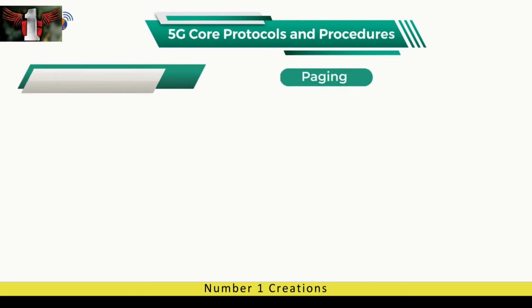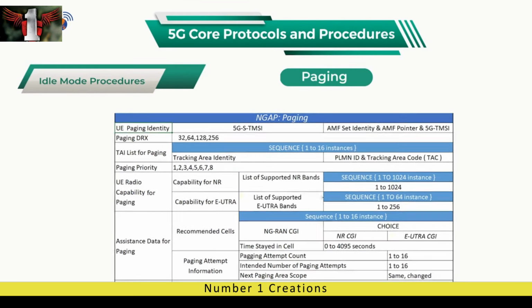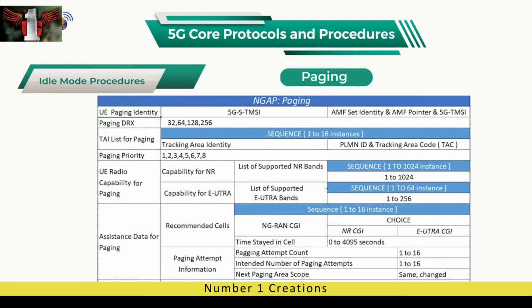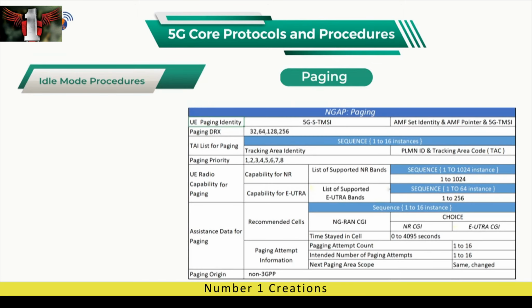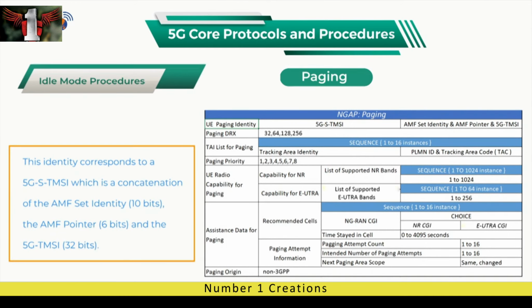Here is the paging message. The NGAP paging message is represented in the table on the screen. Only the UE paging identity and TAI list for paging fields are mandatory, so the remaining fields may be excluded from the message. The base station uses the UE paging identity to address the UE within the RRC paging message. This identity corresponds to a 5G-S-TMSI, which is a concatenation of the AMF set identity, that is 10 bits, the AMF pointer, 6 bits, and the 5G-TMSI, 32 bits.